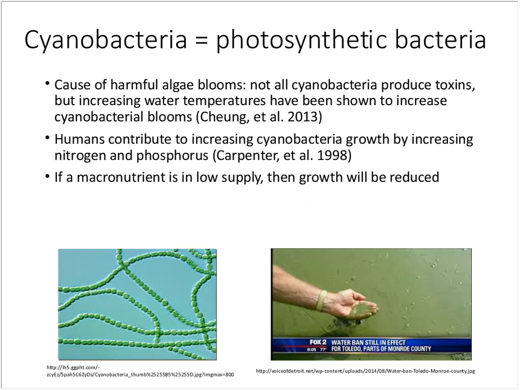Cyanobacteria is the specific type of algae that I looked at in my study. They're photosynthetic bacteria, actually, and they're what causes the harmful algal blooms. Not all cyanobacteria make toxins, but increasing water temperatures is shown to favor cyanobacterial blooming. And then humans contribute to this by increasing nitrogen and phosphorus in the water through sources like agricultural runoff and using fertilizer on their lawns and stuff like that.